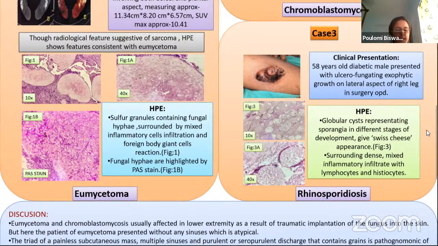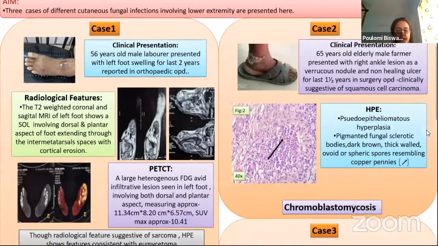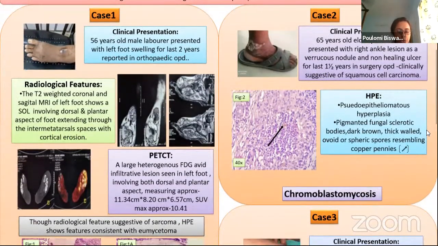In our second case, a 65-year-old elderly male farmer presented with a right ankle lesion as a verrucous nodule and non-healing ulcer for the last 1.5 years. His histopathology shows pseudoepitheliomatous hyperplasia, pigmented fungal sclerotic bodies, dark brown thin-walled ovoid to spheric spores resembling copper pennies, features consistent with chromoblastomycosis.